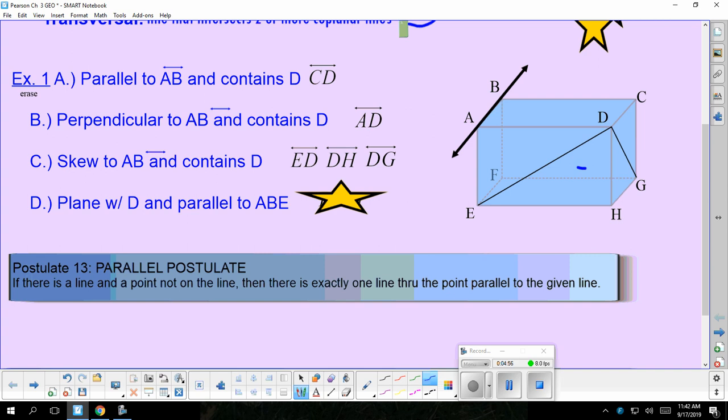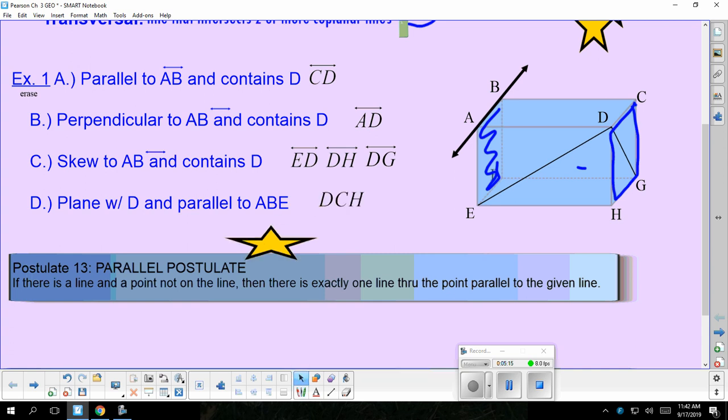And then a plane with D is parallel to ABE. A plane with D and parallel to ABE. So ABE is this entire side here. So we're talking about this plane over here. So any combination of those three letters, how about DC and H?